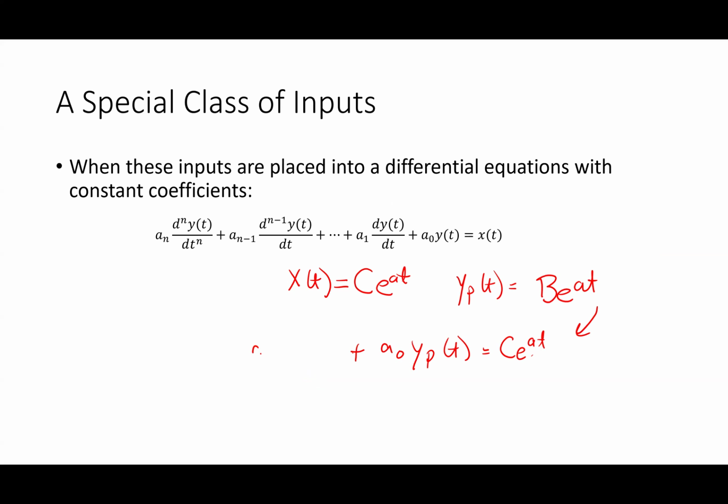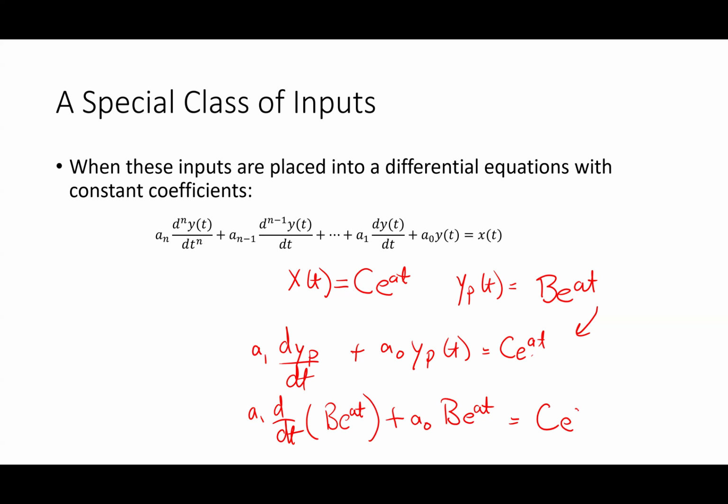But let me write this a little bit cleaner. If I plug y sub p into this thing, right, that means that I get a1 times d/dt of b e to the at plus a0 b e to the at equals c e to the at. All right. Help me simplify that for a second. What happens when I take that derivative of b e to the at?